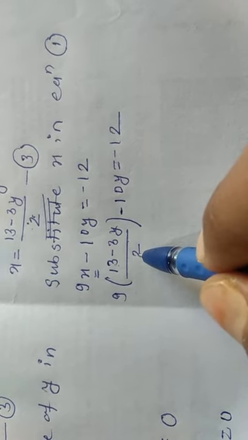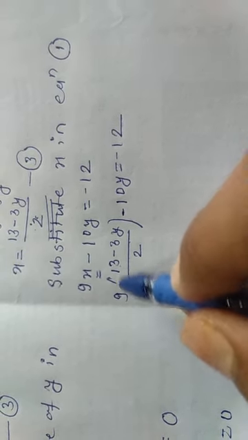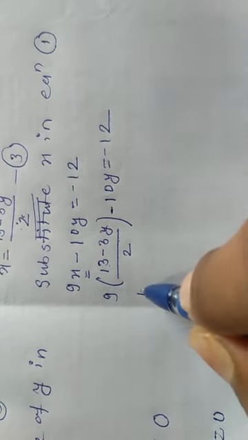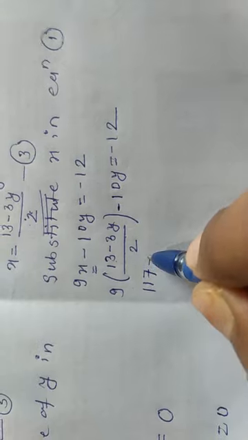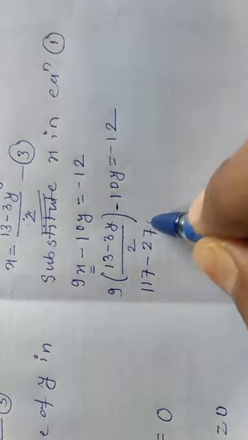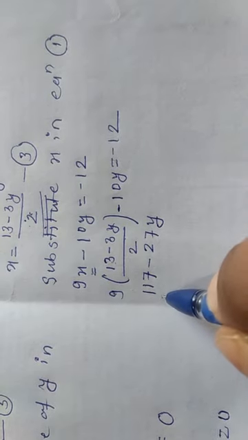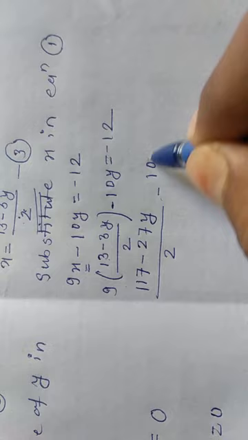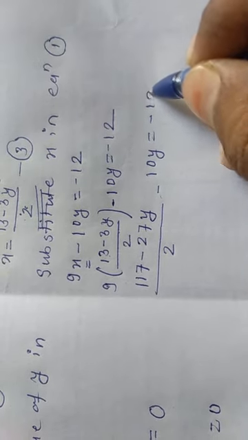Why? Because 2 is there in the denominator and this 9 is there in the numerator. So numerator के साथ ही multiply करेगा. So I will write here 9 into 13 will get here 117 minus 9 into 3, 27y upon what, upon this 2 is there, minus 10y is equal to minus 12.